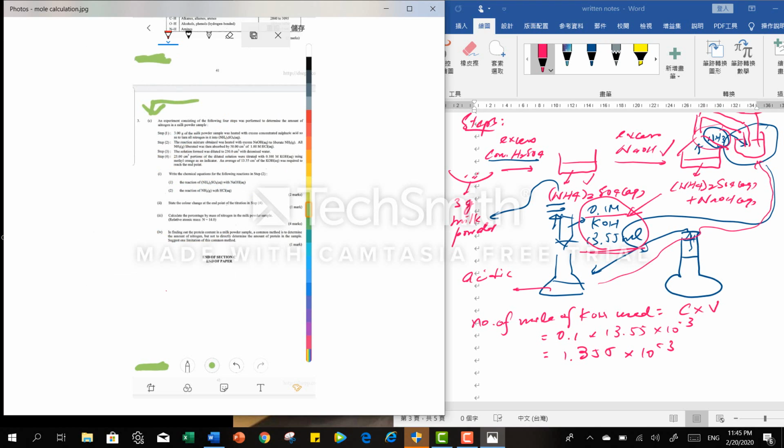Okay, we have (NH4)2SO4, right? Plus NaOH. If you remember, it will give out the salt together with ammonia, together with water. Then we balance it.